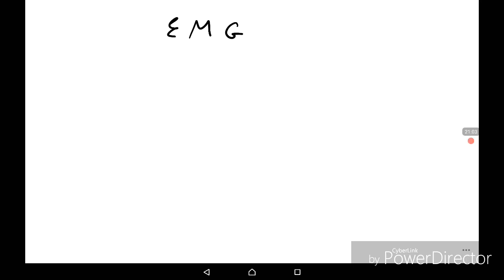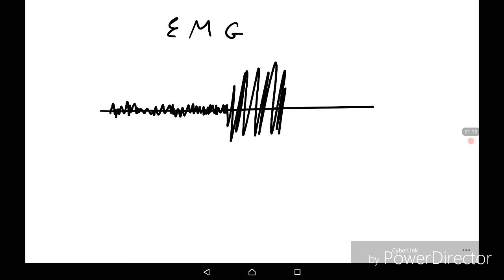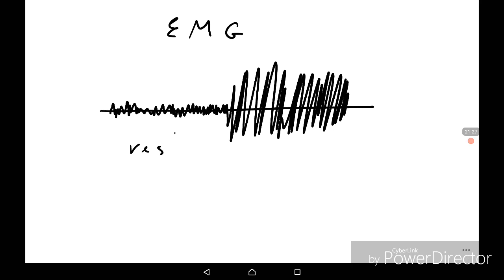Now let's discuss electromyography. Electromyography is the method of investigation of muscles. It is a method of registration of the electrical activity of the muscle. So the electromyogram looks like that. If the muscle performs work, then the amplitude of the electromyogram increases like that. So here is rest, here is work.